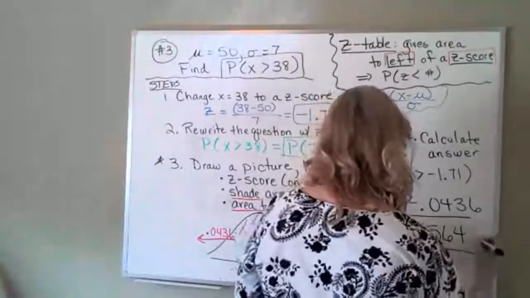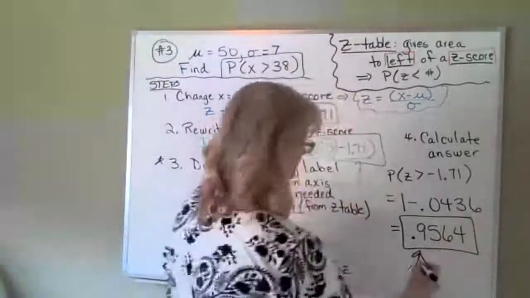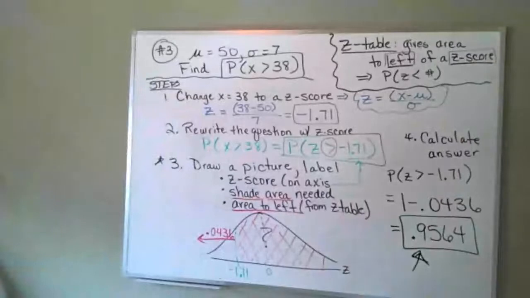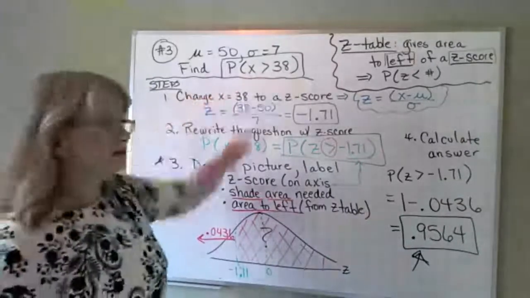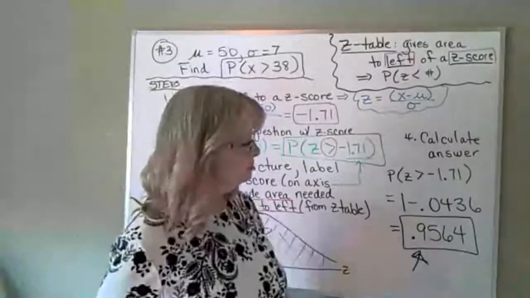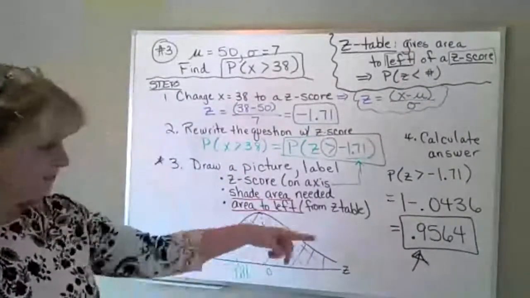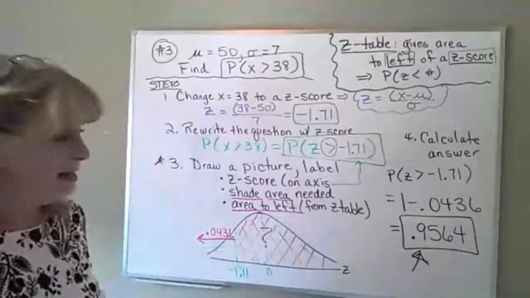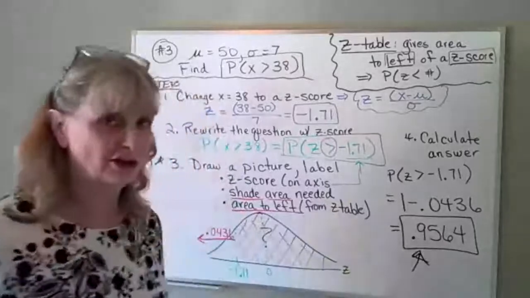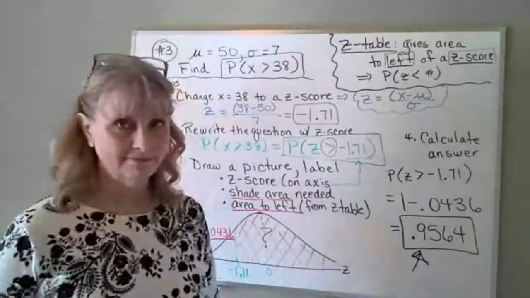And there's my final answer, so I'm going to put it in a box. There's my answer. So the probability that a data value is bigger than 38 is almost 96%. If I change that to a percent, that's what it would be. Now we're going to give our answers in decimal form almost all the time, unless they tell you to change it to a percent. But that's what it's going to be.